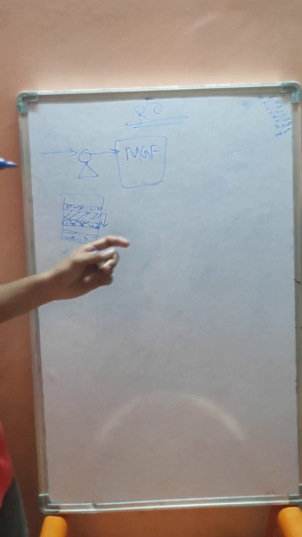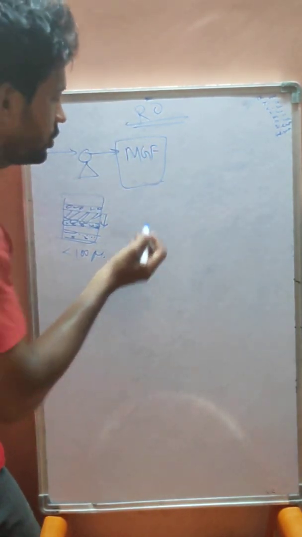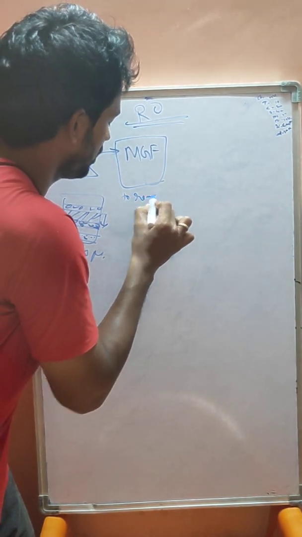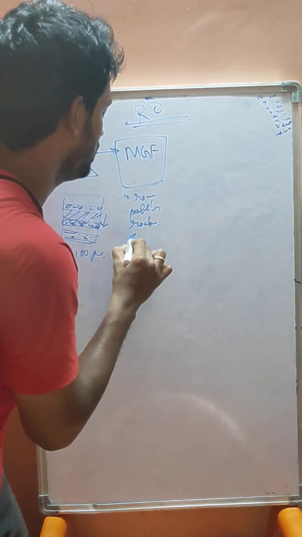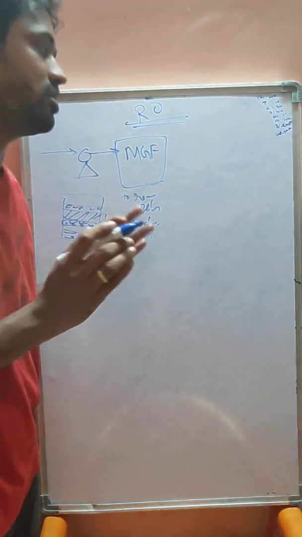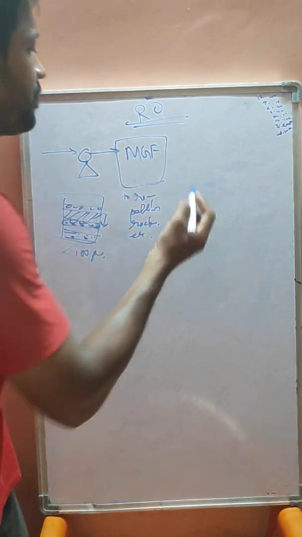So we use this multi-grade filter initially to remove pebbles, rocks, etc., like solid materials. After passing through the multi-grade filter, it will be sent to the next stage.